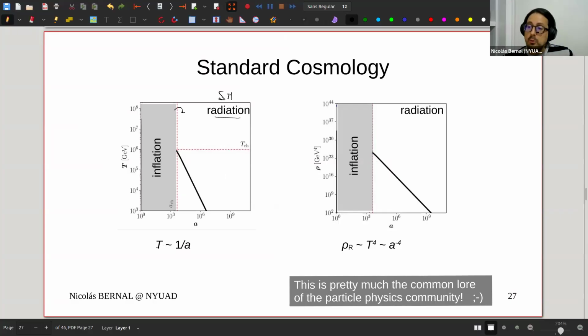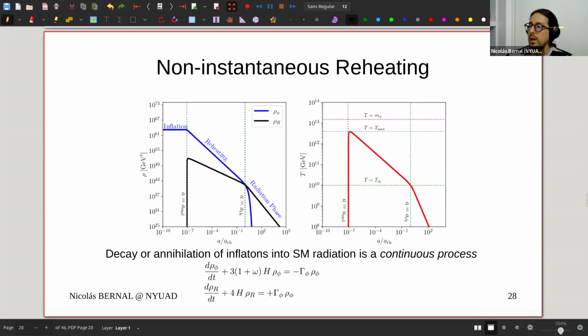And after that, the temperature scales like 1 over the scale factor, and that's it. In terms of temperature, or in terms of energy density, it's the same thing. The universe during inflation is dominated by the inflaton, and you have an instantaneous transition to a universe dominated by radiation, and then the standard model radiation scales like T to the power 4. That means it scales as the scale factor to the power minus 4. However, in general, we expect the reheating to be something much more complicated.